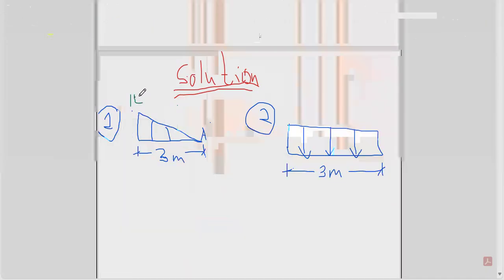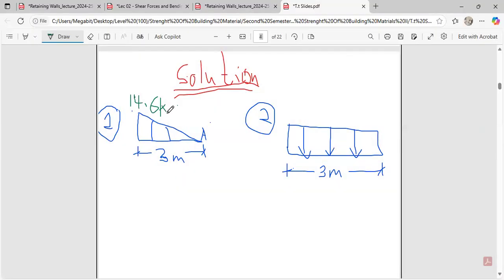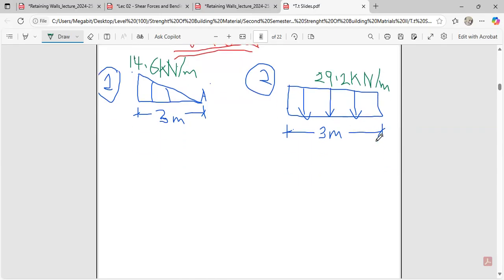So that is 14.6 kilonewton per meter. Okay, and then this one is just going to be what? 29.2 kilonewton per meter. Good. From there, what do we do?